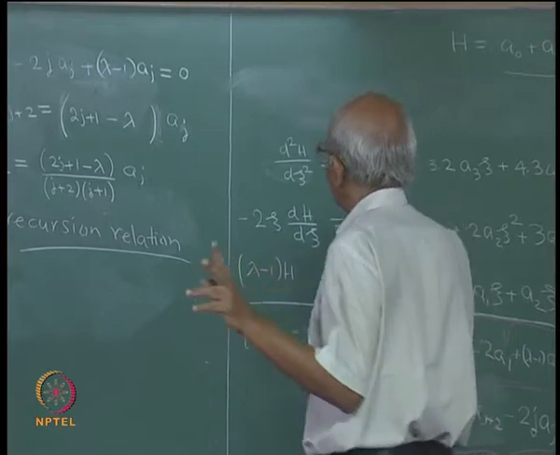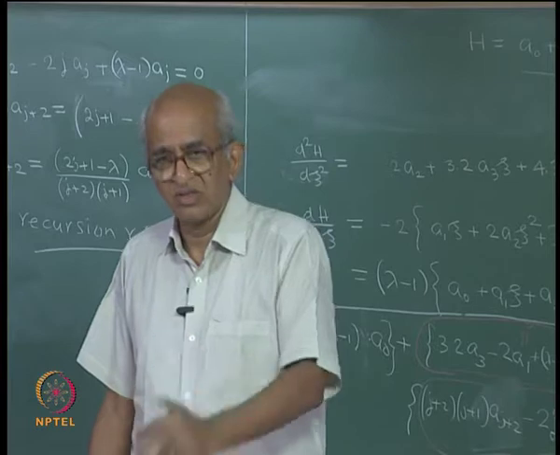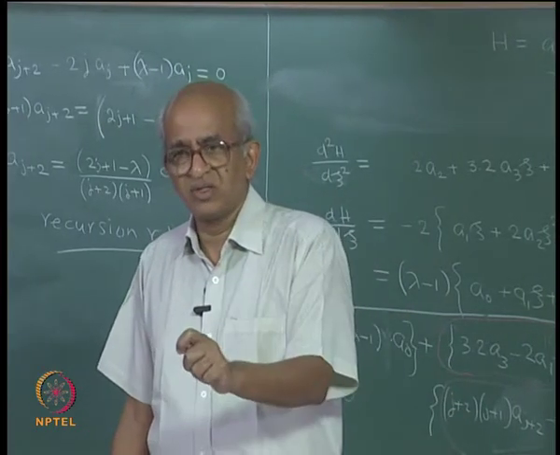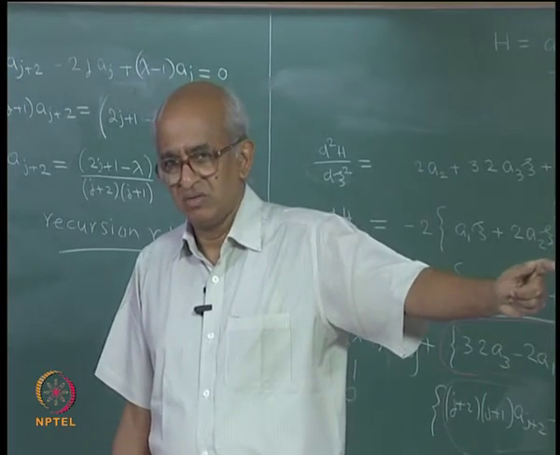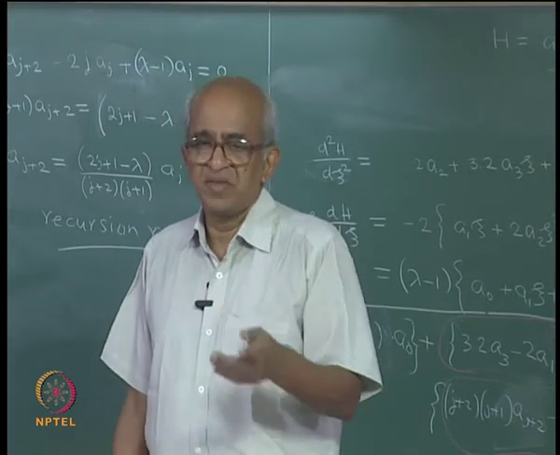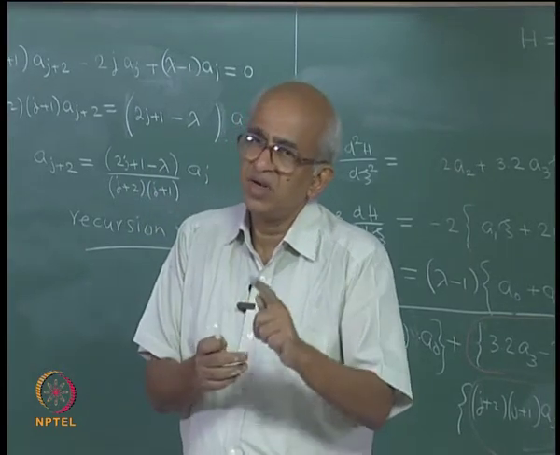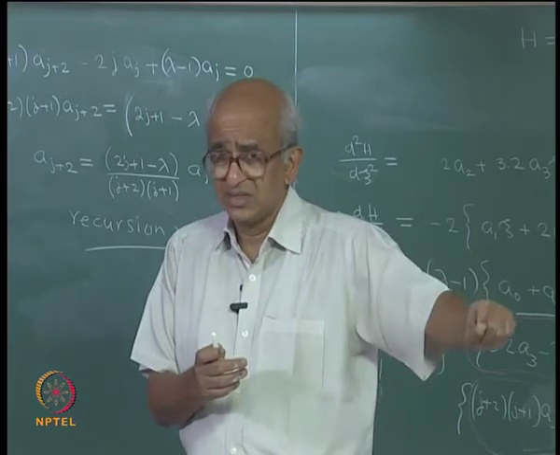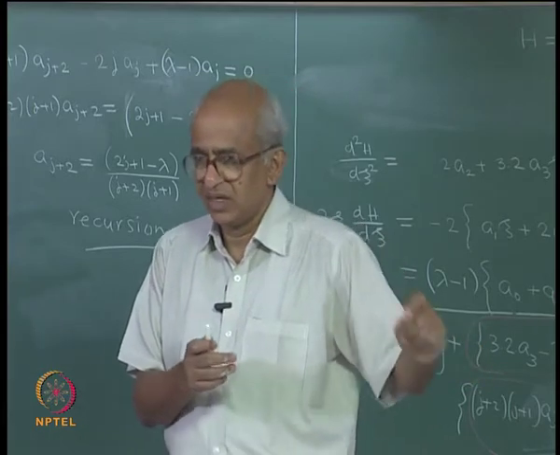So, that means I have two possibilities now. What are the two possibilities? I can put a0 non-zero and a1 equal to 0, right. If I put a0 non-zero, then a2, a4 etc. will all be non-zero, and I will get the even solution. Or I have the possibility of putting a0 equal to 0, then a1 is non-zero, and I will get the odd series, and that means I will get the antisymmetric functions, correct.